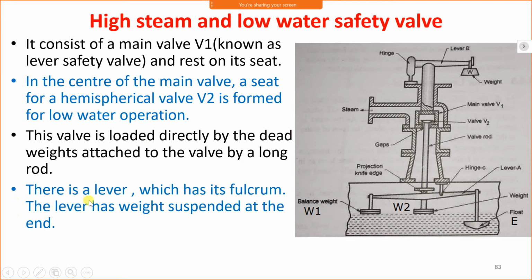There is a lever which has a fulcrum. The lever has a weight suspended at the end. This is a lever. It has a fulcrum, meaning it is pivoted over here, and it has a weight on either side. This weight E is the float and this weight W1 is the balance weight.